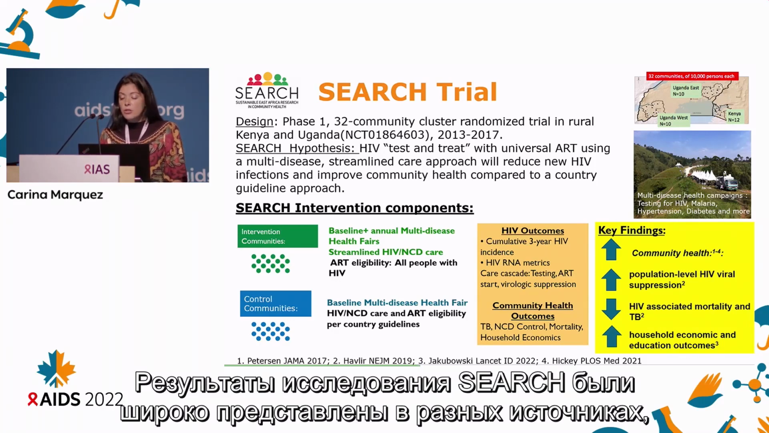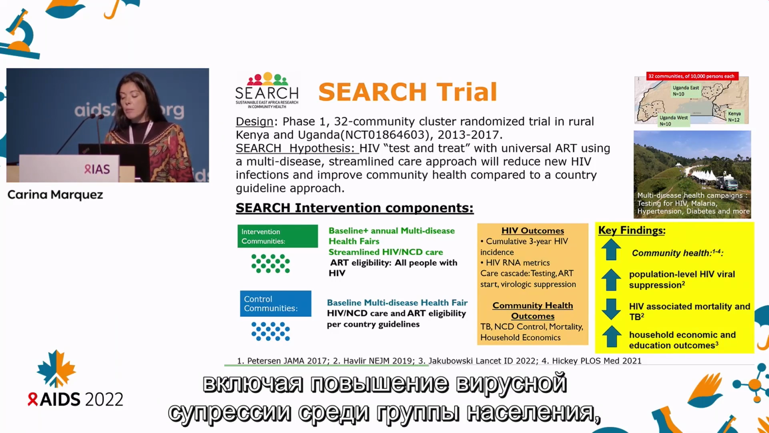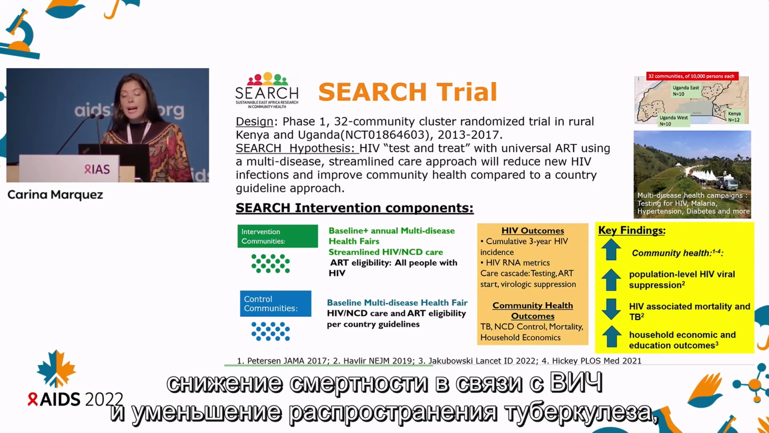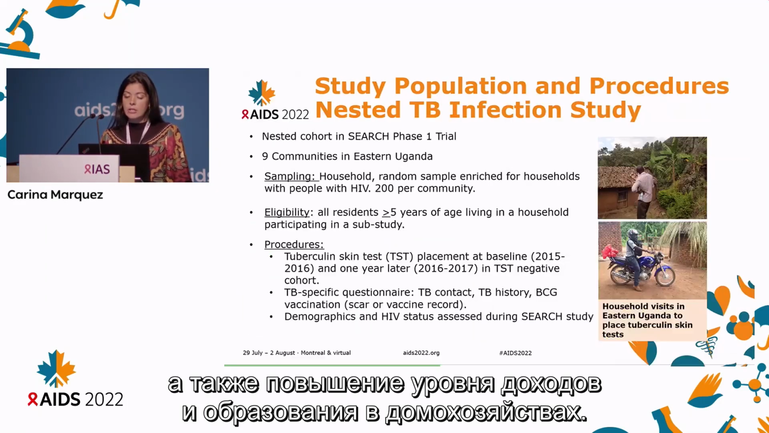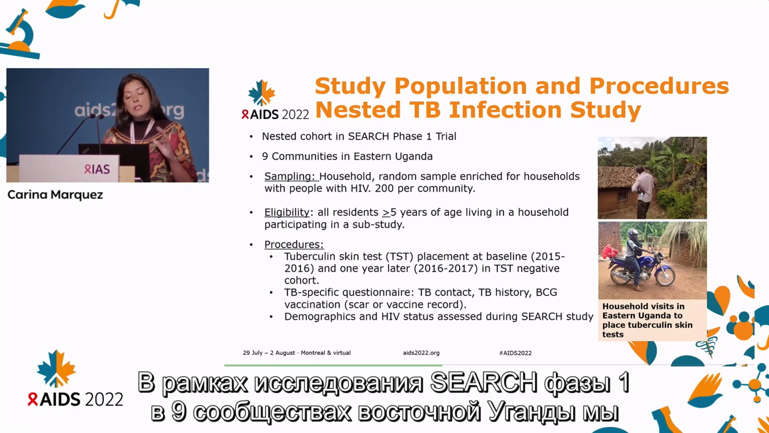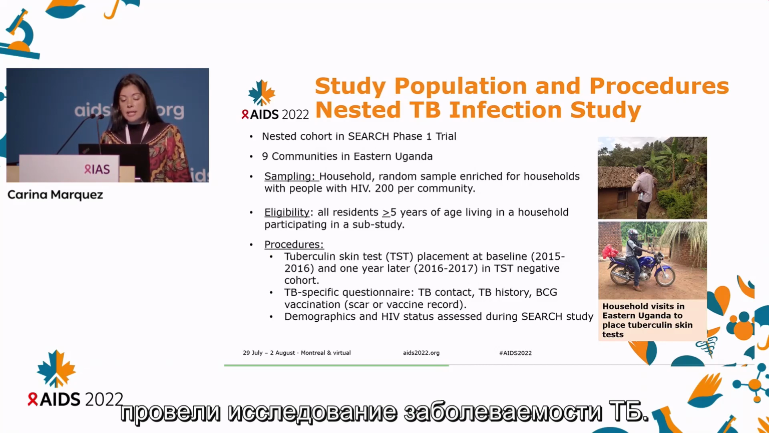The findings of SEARCH have been widely presented elsewhere, but just to summarize, the intervention increased many aspects of community health, including increasing population HIV viral suppression, decreasing HIV-associated mortality and tuberculosis, and increasing household economic and education indicators. So within SEARCH phase 1, in 9 communities in eastern Uganda, we nested a TB infection study.